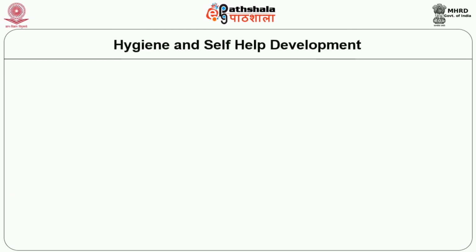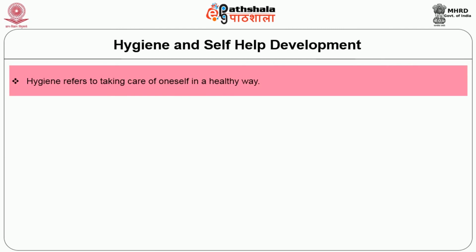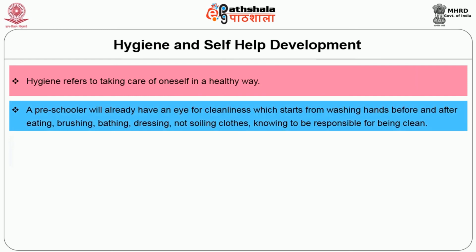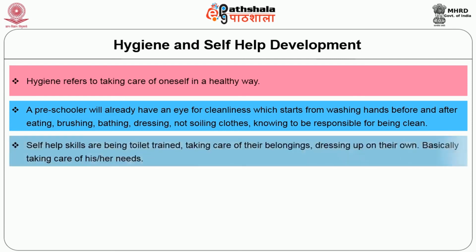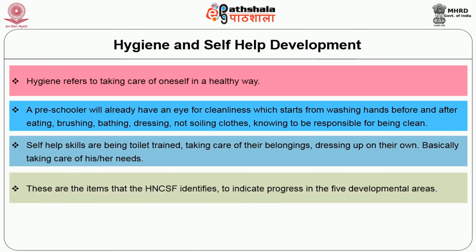The next aspect is hygiene and self-help development. Hygiene refers to taking care of oneself in a healthy way. A preschooler will already have an eye for cleanliness, which starts from washing hands before and after eating, brushing, bathing, dressing, not soiling clothes, knowing to be responsible for being clean. Self-help skills are being toilet trained, taking care of their belongings, dressing up on their own, basically taking care of his or her needs.